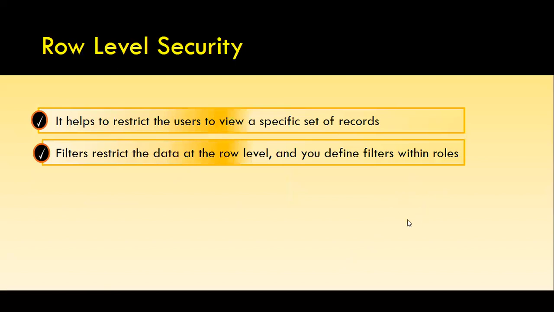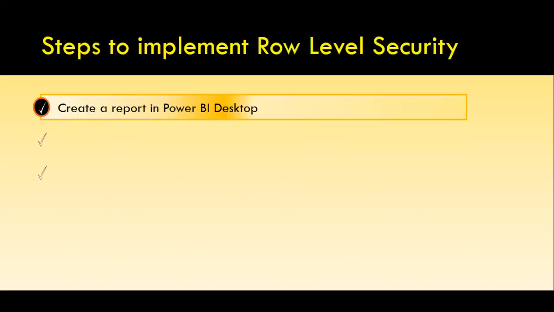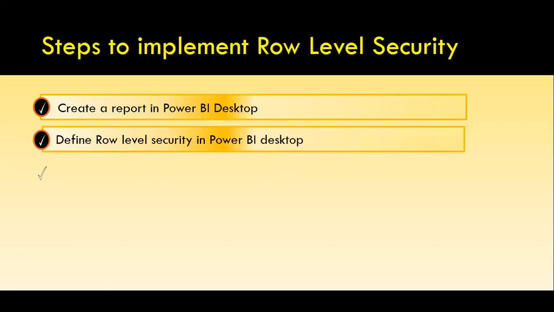So row level security helps us restrict the users to view a specific set of records. Using filters, we restrict the data at the row level by defining the filters within each role. And what are the steps involved in implementing row level security? First, you need to create the report in Power BI Desktop. What is the next step? Define row level security in Power BI Desktop.